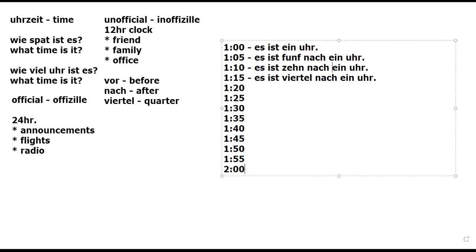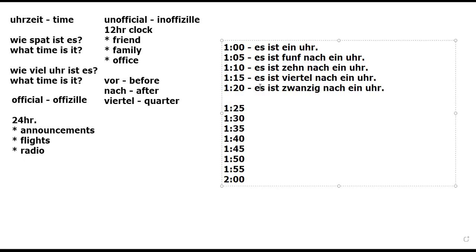Okay. Then we have the same pattern as we are using earlier. 20. Go ahead. As is. Zwanzig nach 1 Uhr. Sehr gut. Now we have 25. We have to leave it here because there is another concept.